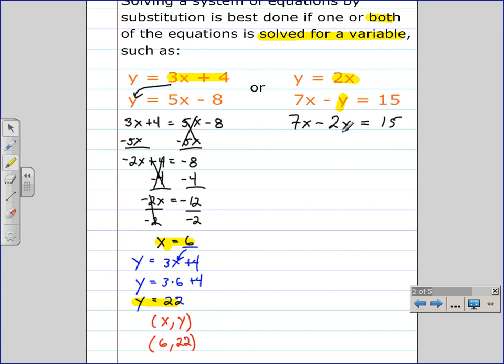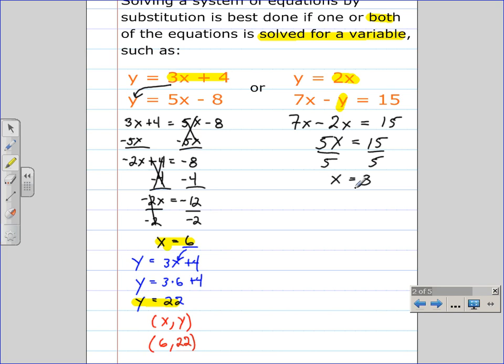This is an equation with variables on one side, and we have to combine these two like terms, 7x minus 2x, which gives 5x. Bring down the equals 15. Then we solve this equation by dividing each side by 5. So we find out x is equal to 3.